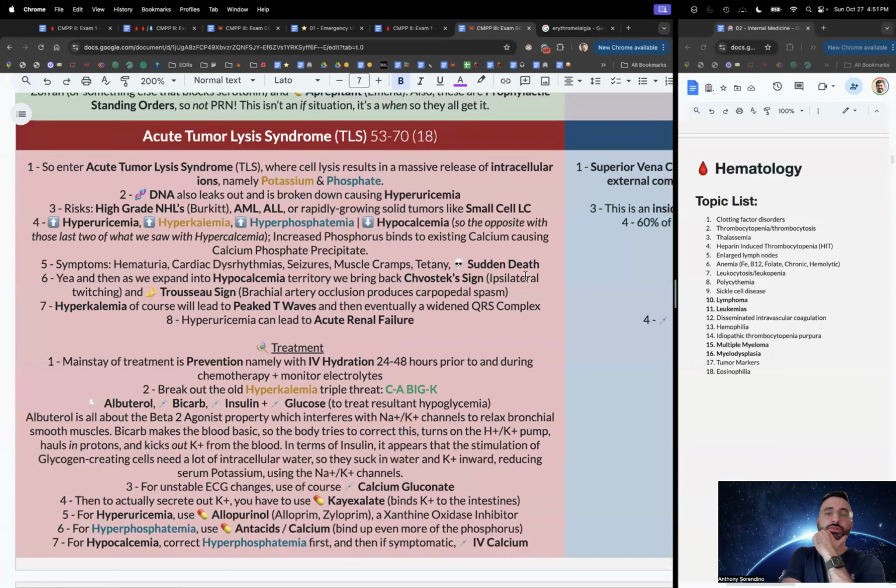All right, so tumor lysis syndrome, where cell lysis results in a massive release of intracellular ions, namely potassium and phosphate. DNA also leaks out and is broken down, causing hyperuricemia. That's really interesting.